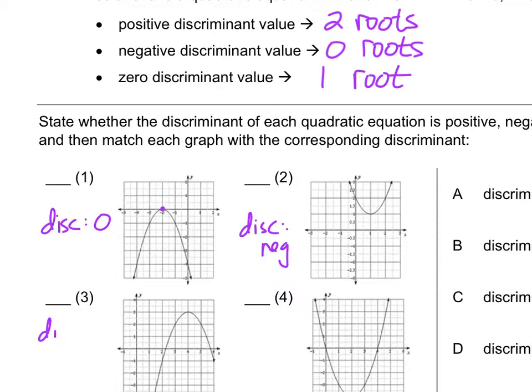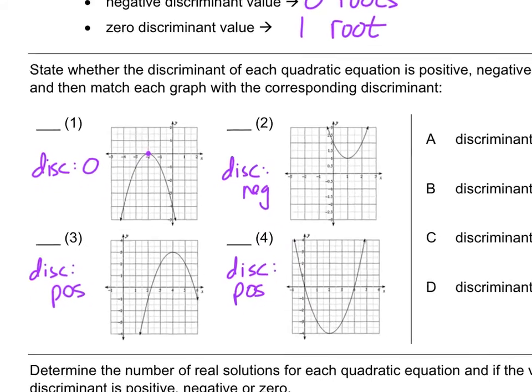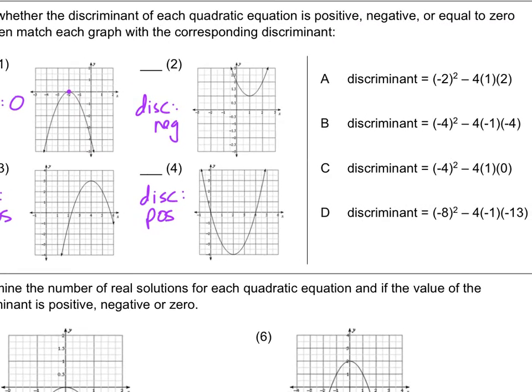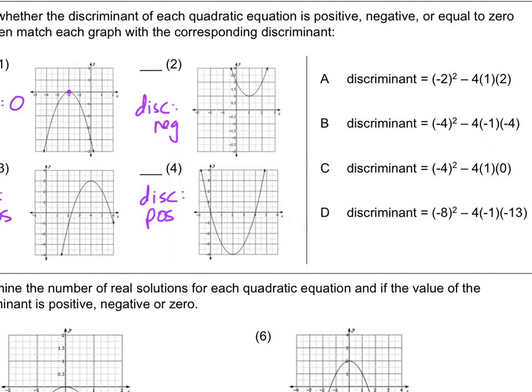Number 3, positive. And what about number 4? Positive. All right, so now we do have to match it with the appropriate discriminant.